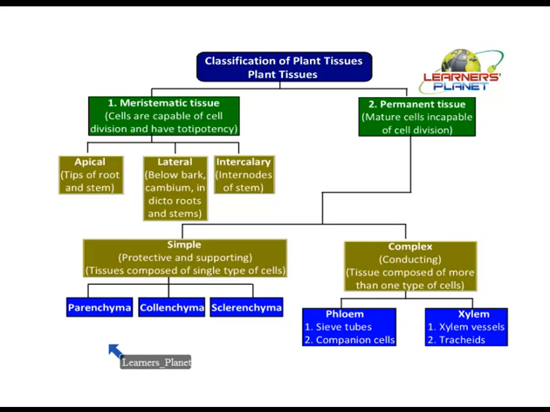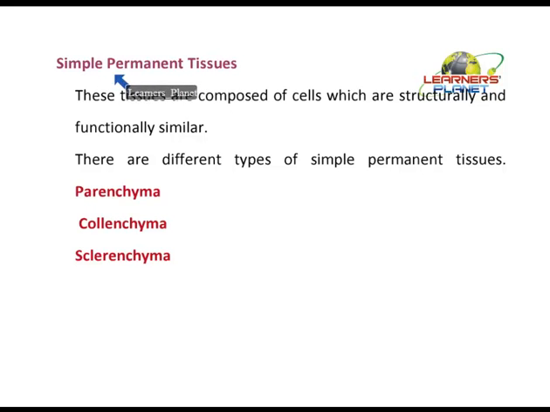Now let us study one by one each kind of permanent tissue. Let us begin with the simple permanent tissues. So these simple permanent tissues, as we have already quoted, are those particular tissues which are composed of cells which are structurally and functionally similar. So these cells are a group of similar type of tissues which are assigned a particular special function.